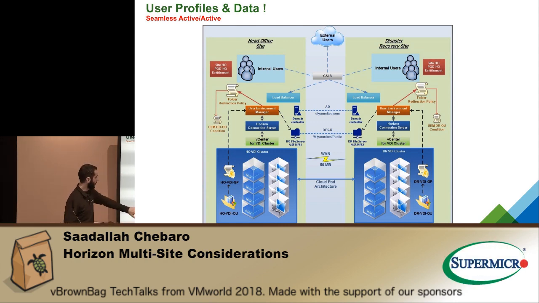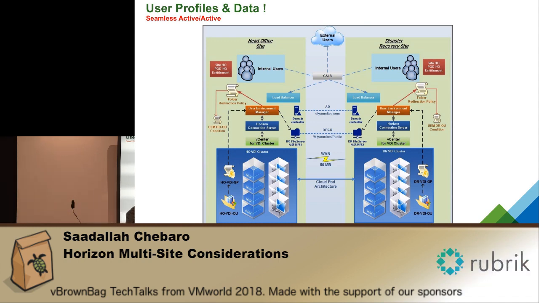Now, what happens is that if a user logs off from here, user logs in here, same things. Virtual desktop is in this OU. It's going to apply this group policy, which only loads my profile from this file server. Fine? And these are replicating through DFS replication.